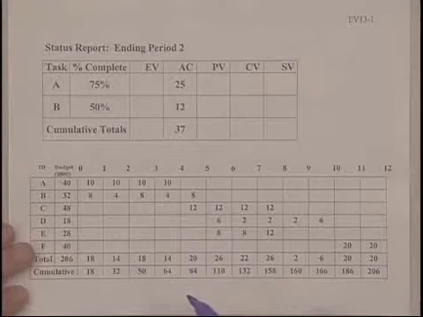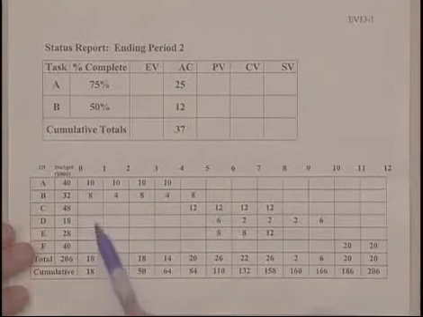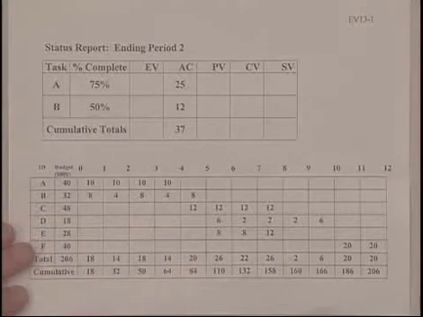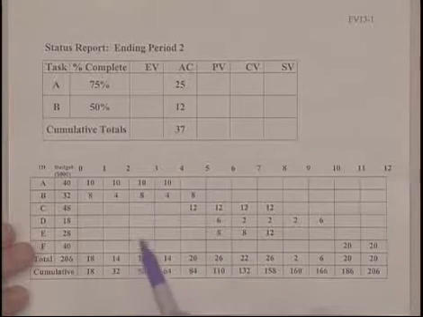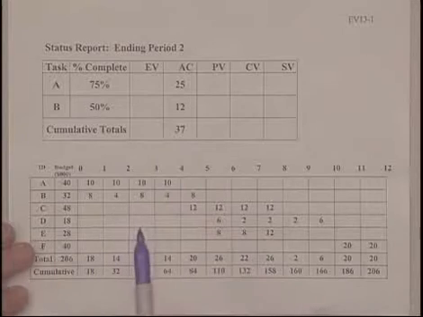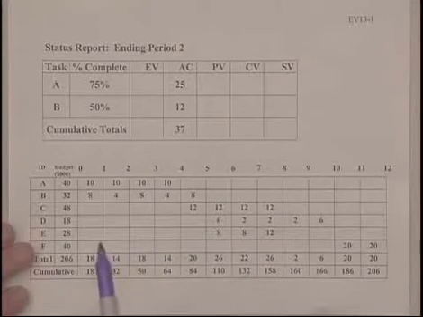So let's say at the end of the second week, the people working on task A say that they're 75% done and they spent $25,000. The people working on activity B say they're halfway done and they spent $12,000. And so a total of $37,000 has been spent at the end of second period.